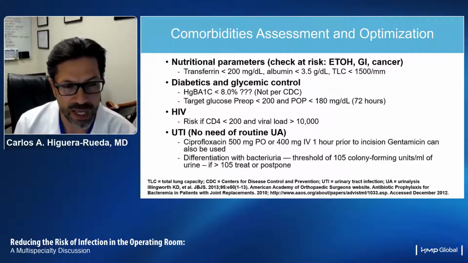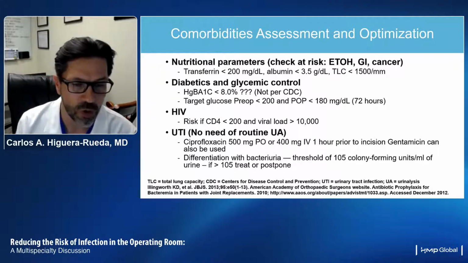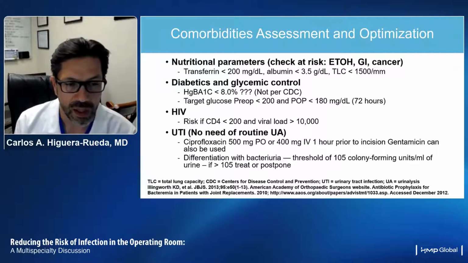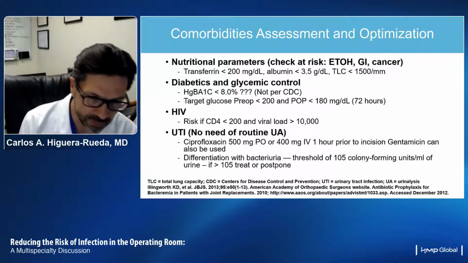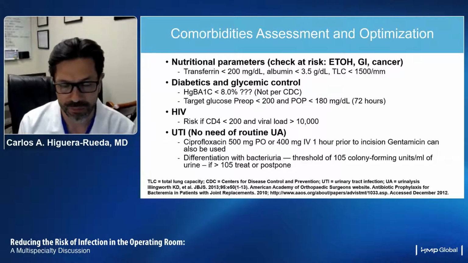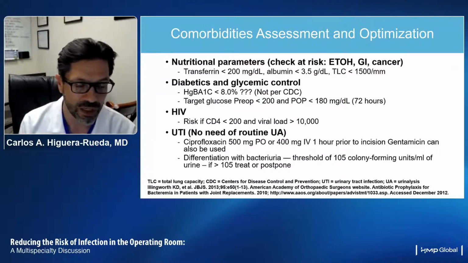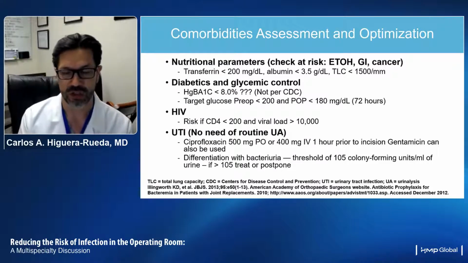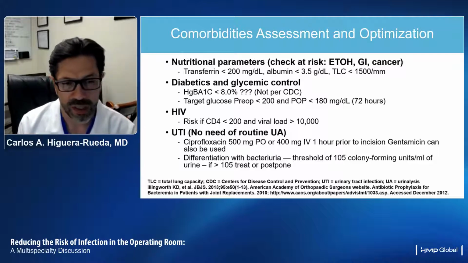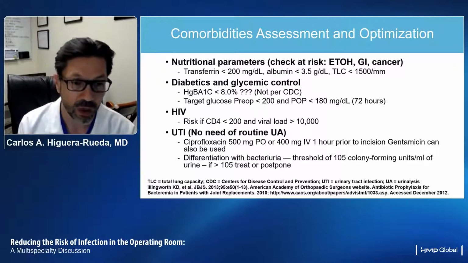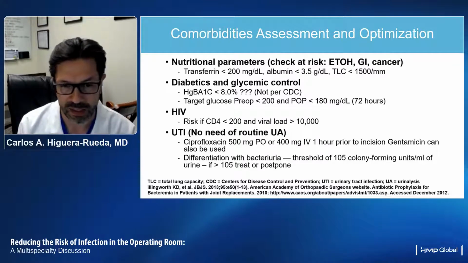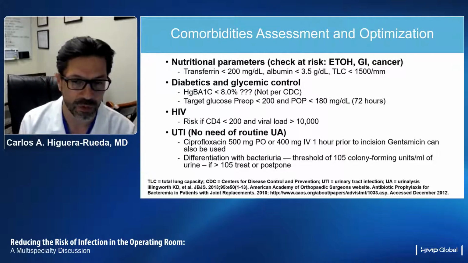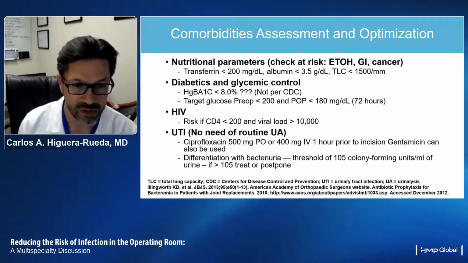HIV patients, we look at the CD4 count. If it's less than 200 or the viral load is higher than 10,000, these patients should not have surgery. UTI is debatable, but if the patient has symptoms of a UTI, we confirm that there is a UTI. This has to be treated before we perform the surgery. Sometimes in an emergent fashion, for example a hip fracture, we just give prophylactic antibiotics like ciprofloxacin or gentamicin that will cover flora for a UTI before we do the surgery.